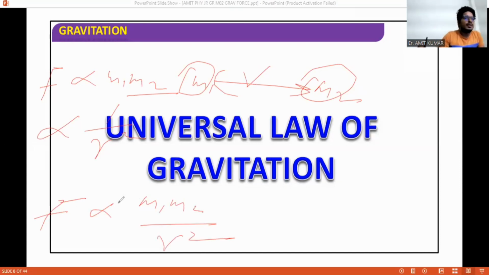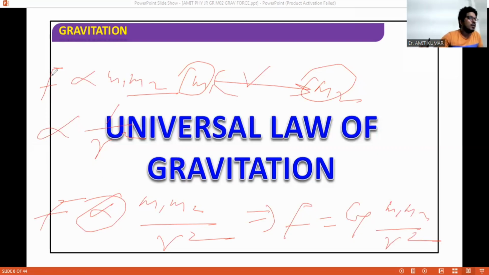When you remove the sign of proportionality, in its place there will be a capital G. You can calculate the value of capital G experimentally, 6.67 into 10 to the power minus 11. So what is the final relation? The final relation is F equals capital G M1 M2 divided by R square.